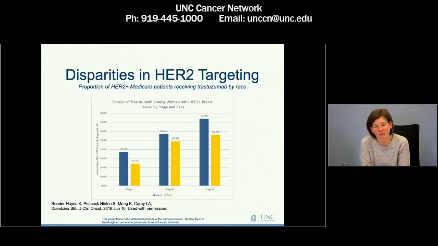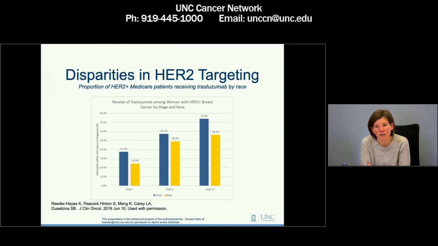And unfortunately, we see a familiar pattern now, which is that whether you were stage 1, stage 2, or stage 3, you were significantly less likely to get any trastuzumab if you were a Black woman. And I think particularly concerning to me as a clinician, if we look at these stage 3 women, they have a very high risk of recurrence at 5 years.